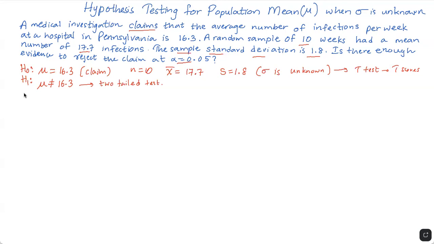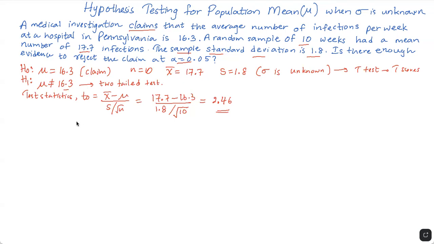Okay, let's find the test statistic. t naught equals, the formula is x bar minus mu over s over square root n. So x bar is 17.7 minus mu, the hypothesized value, which is 16.3, over the sample standard deviation 1.8 divided by the square root of the sample size 10. So the value of this number is 2.46. So this is the test statistic value.